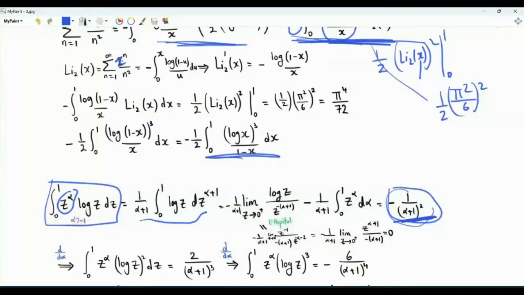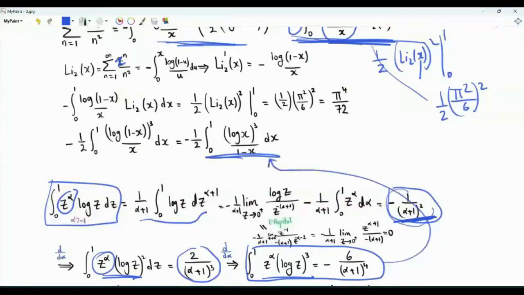Let's do another step of differentiation with respect to alpha. This term here on the right-hand side becomes minus 6 over alpha plus 1 to the power 4. And when we differentiate this guy here, z to the power alpha will give us z to the power alpha log z. So we get the integral from 0 to 1 of z to the power alpha log z cubed. This is minus 6 over alpha plus 1 to the power 4. This integral here can be used to evaluate this integral.